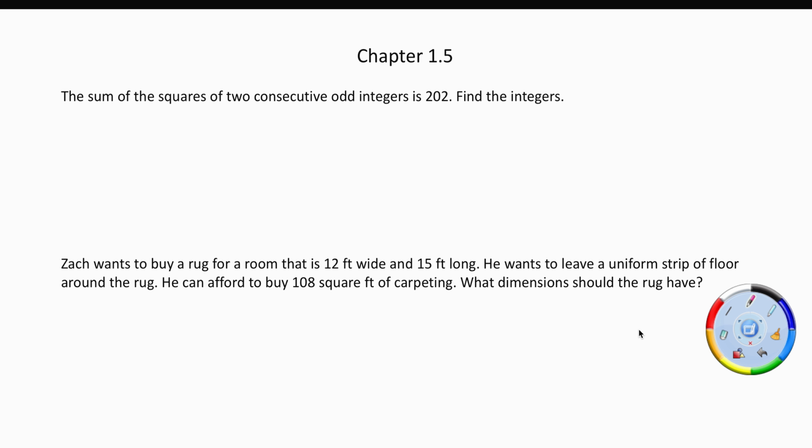Let's go through them. First of all, we have: the sum of the squares of two consecutive odd integers is 202. Find the integers. Okay, I need to know what consecutive odd integers means. Does anyone know what the word consecutive means? Consecutive means in a row. So 5, 6, 7, 8. Those are consecutive numbers. Right? 21, 22, 23. Consecutive, in a row.